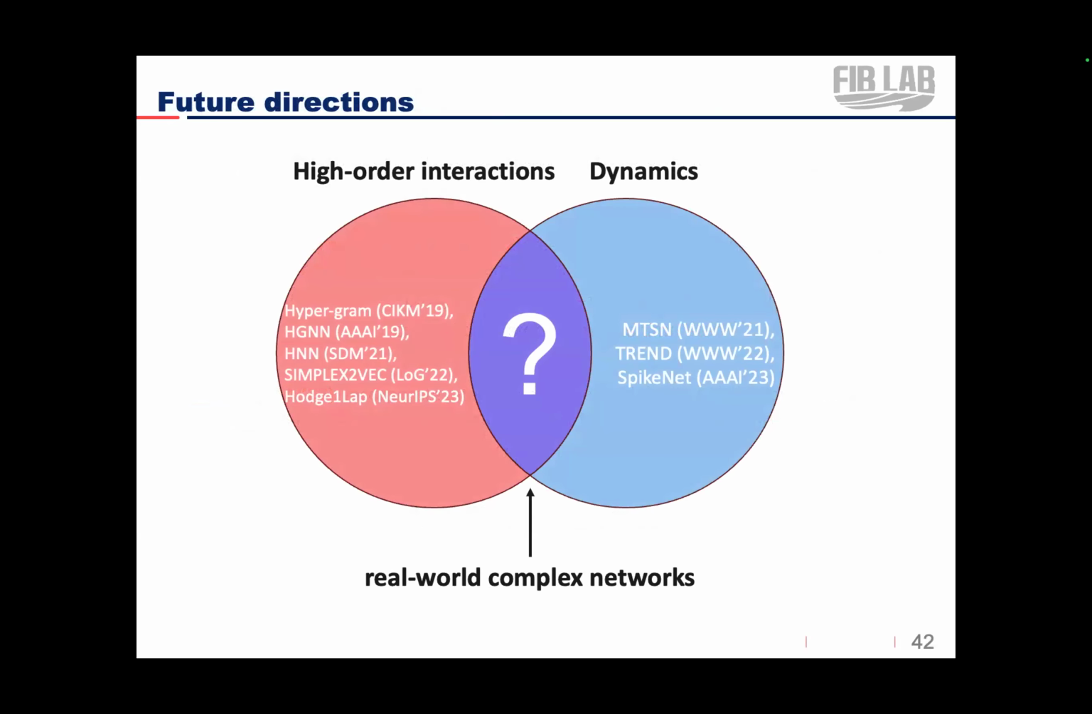And for future directions, we need to merge high-order and temporal modeling. Imagine a hypergraph that changes over time, like a group project evolving with new members and interactions. Existing works like HNN and others lay the groundwork, but integrating this aspect is still an open challenge.